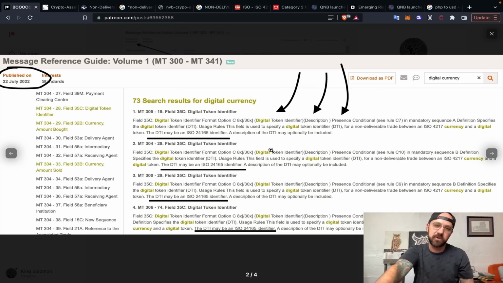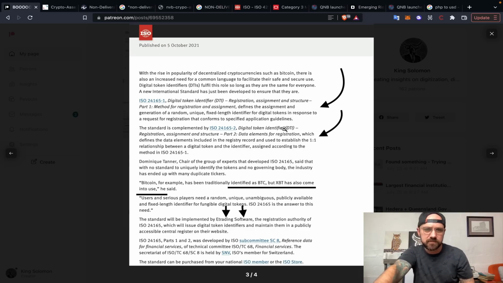Now, this is where you know it's crypto. The DTI may be an ISO 24165 identifier. A description of the DTI may optionally be included. ISO 24165 is 1000% cryptocurrency. We can see here again, this is July 22nd. ISO 24165, registration, assignment, and structure. Defining the assignment generation to a random, unique, fixed-length identifier for digital tokens, etc., one-to-one, etc.